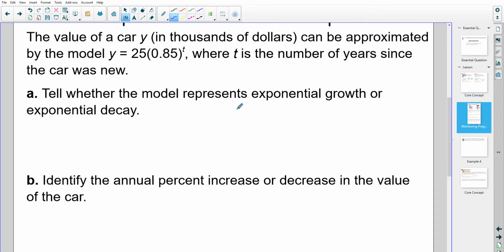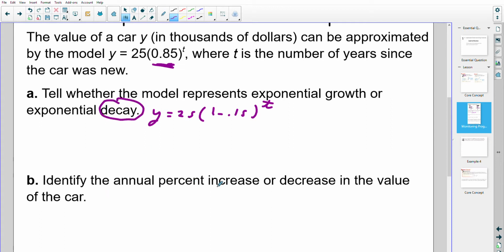Tell whether the model represents exponential growth or decay. All right, so you're focusing on this one, and we can rewrite this as y equals 25 times 1 minus 0.15 to the power of t. This is between 0 and 1, so we know it's going to be a decay.